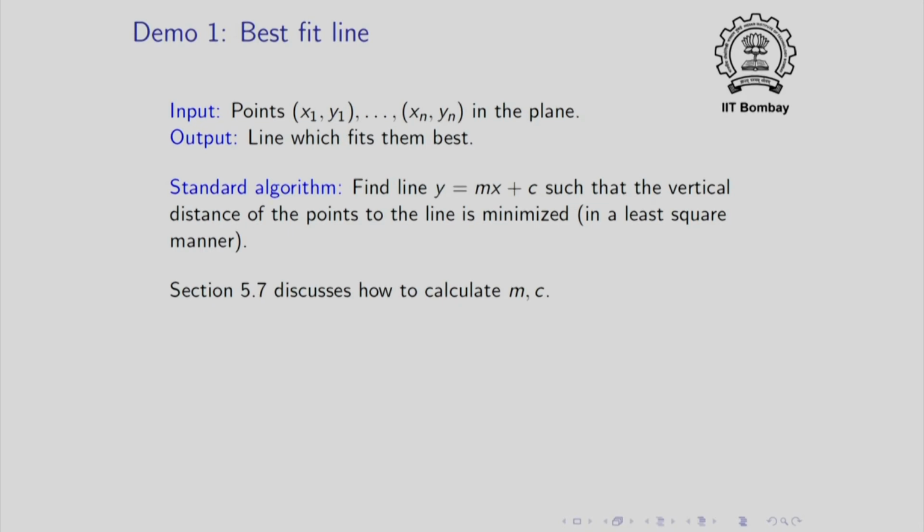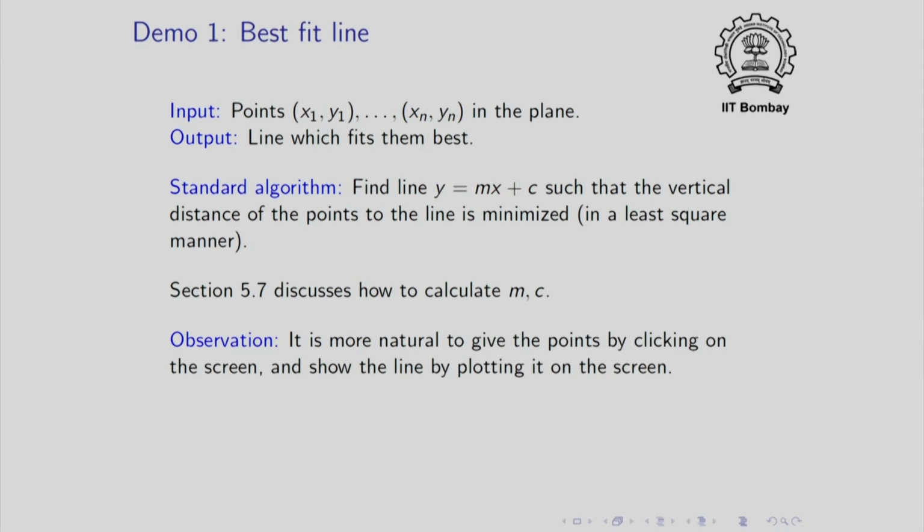In section 5.7 of the book, we discuss how to calculate m and c. That calculation is simple enough, but that's really not relevant to the point at hand. The point at hand being, how do we do graphical input? So we are not going to discuss that, but we are just going to assume that there is some way to calculate m and c, and we can write a program to do that, given the coordinates of the points. Now here is the main observation, the main point of this exercise.